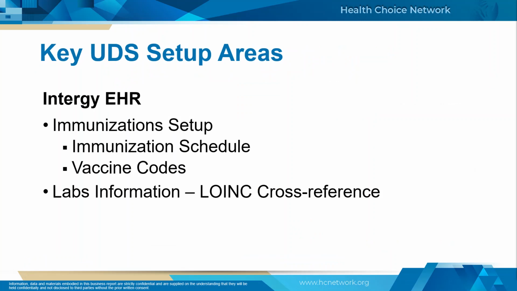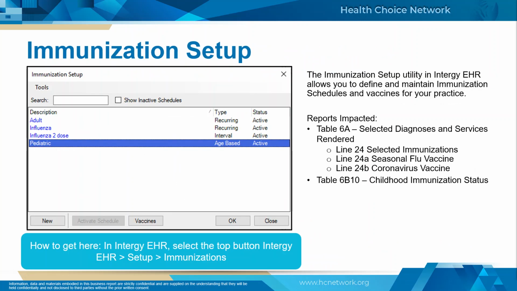The key UDS setup areas in Intergy EHR are on the immunization schedule and vaccine codes in the immunization setup, and a LOINC cross-reference mapping in labs information. The immunization setup utility is where you can define and maintain your immunization schedules and vaccine codes for your health center. The UDS reports that use these clinical data elements are Table 6A, Selected Diagnoses and Services Rendered, on lines 24, 24A, and 24B, and Table 6B10, Childhood Immunization Status.